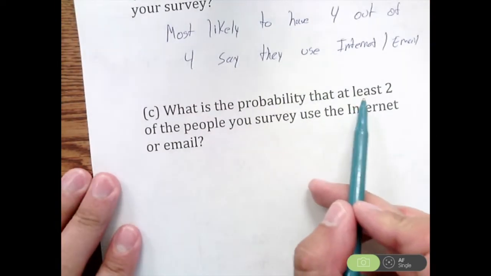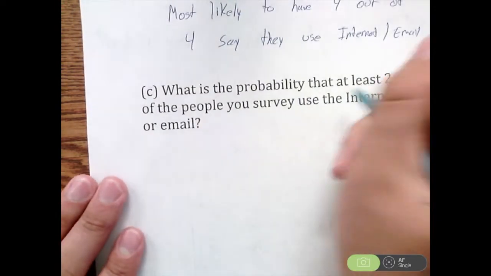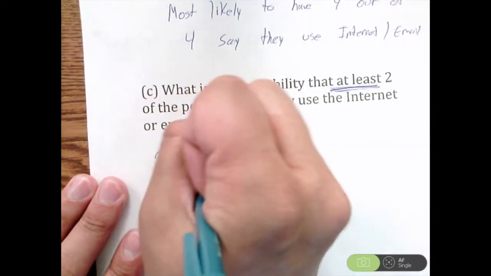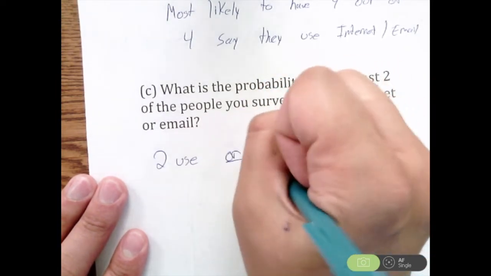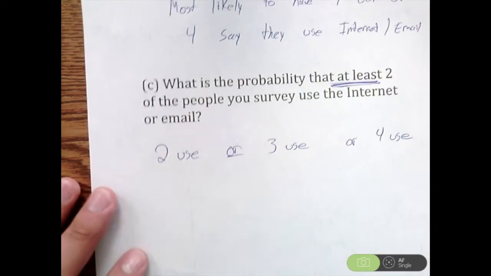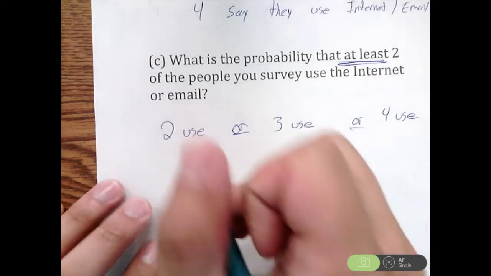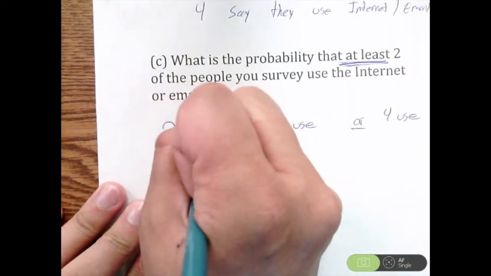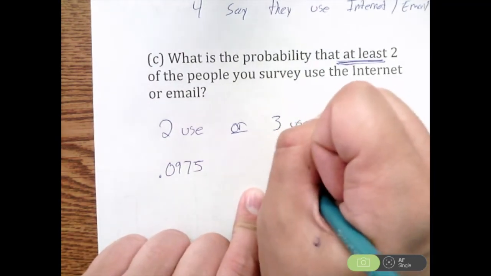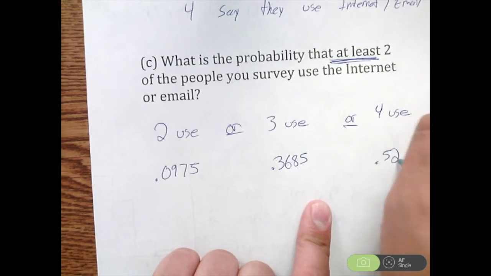Part C, what's the probability that at least 2 of the people you survey use the internet or email? So pay very close attention to at least 2. That means 2 use it, or 3 use internet and email, or 4 use it. Now I'm not going to flip back and forth, but the probability that k was 2 was 0.0975. The probability that k was 3 was 0.3685. The probability that we had 4 use was 0.522.